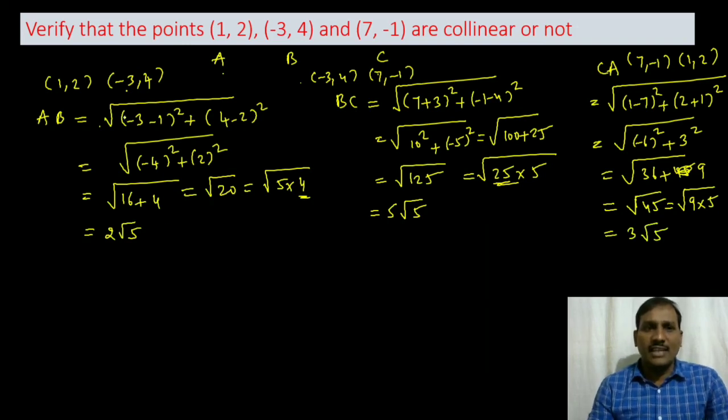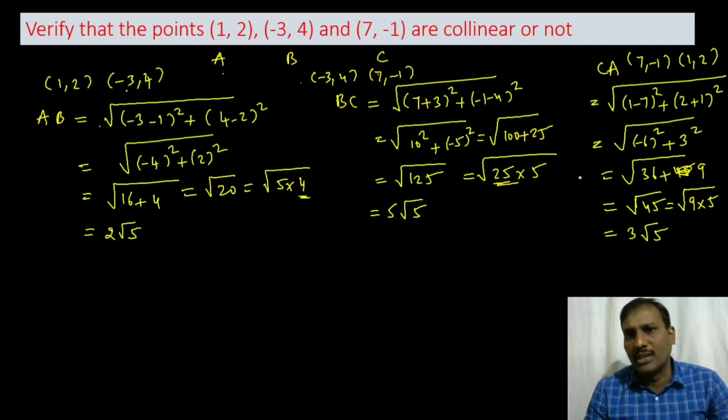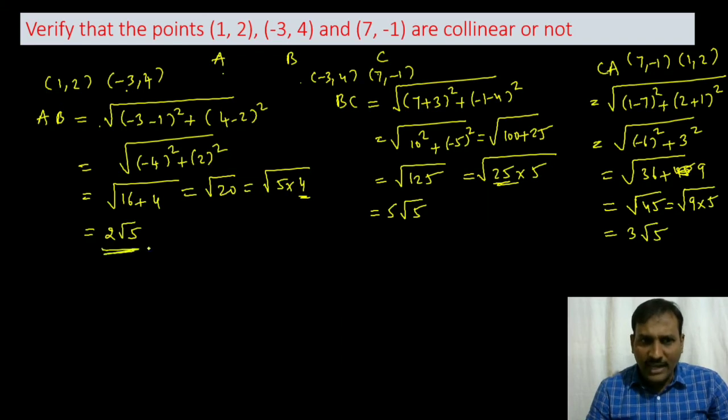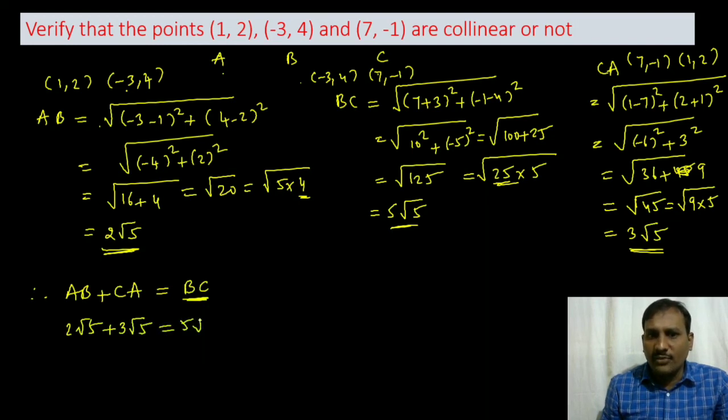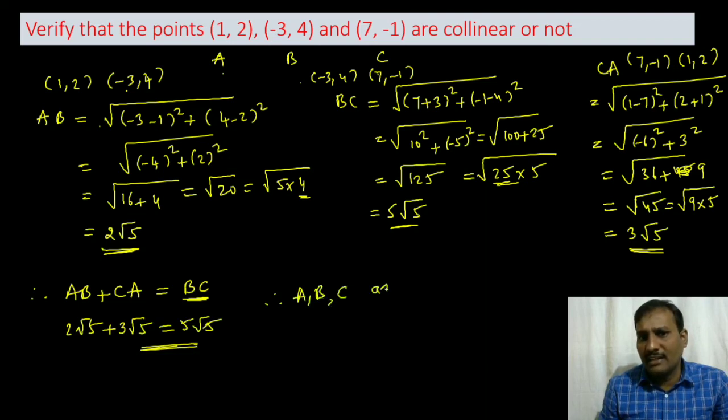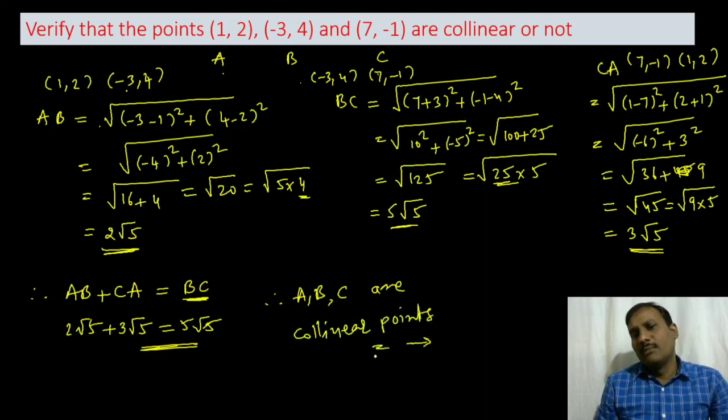Now you check whether the sum of any two lengths will give the third one or not. See, if you add 2 root 5 and 3 root 5, will you get 5 root 5 or not? Therefore, we can say that AB plus CA will give you BC. That is, 2 root 5 plus 3 root 5 will give you 5 root 5. Yes. Therefore, A, B, C are collinear points. So this is how you have to prove the points are collinear.